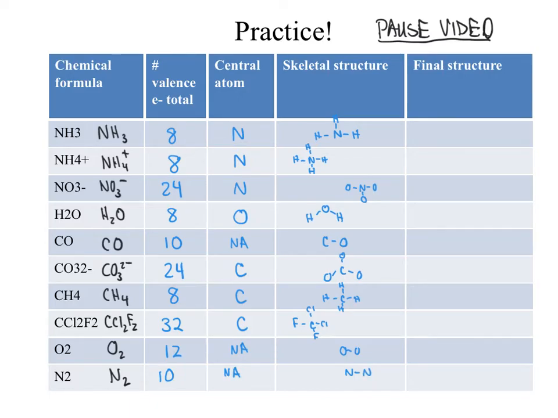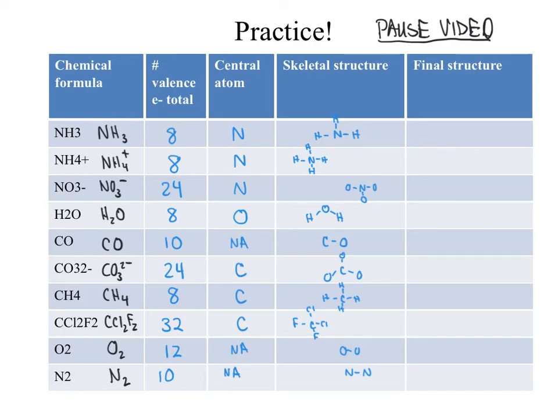Two atoms just attached to each other. Okay, so for my final structure, remember that there's a couple of steps here. I need to put the rest of the electrons around the atoms, right? And the outside atoms in pairs, if I can.